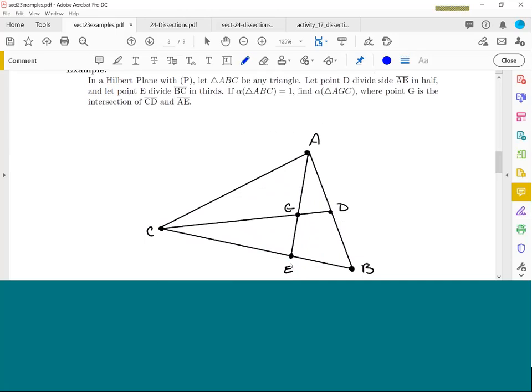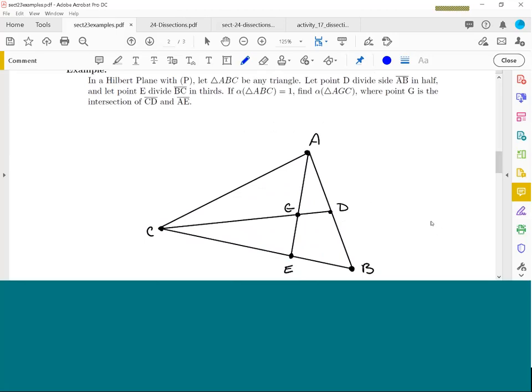And notice here, thirds, it depends whether that point E is going to be closer to B or closer to the endpoint C over here. Here, E is going to be closer to B, so B to E is the one-third mark, and E to C is the two-thirds mark. Now, suppose we're told that the total area of the triangle ABC is 1. What we want to do is find the area of the triangle AGC, so this upper left little triangle right here, where G here is the point of intersection between the two lines AE and CD.